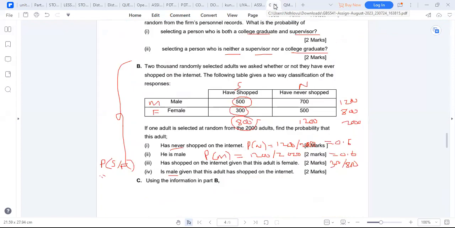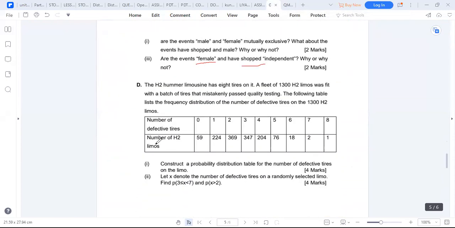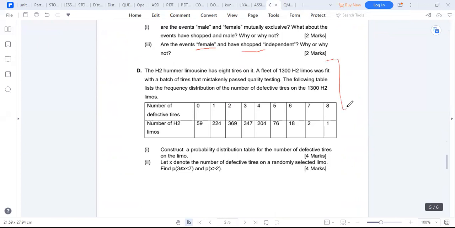All right, lastly, we're given a table. The H2 Hummer limousine has 8 tires on it. A fleet of 1,300 H2 limos was fitted with a batch of tires that mistakenly passed the quality test. The following table shows the frequency distribution of the number of defective tires on the 1,300 H2 limos. So here I have 0 up to 8. The number of H2 limos are the frequencies. So this is random variable X and the frequency.